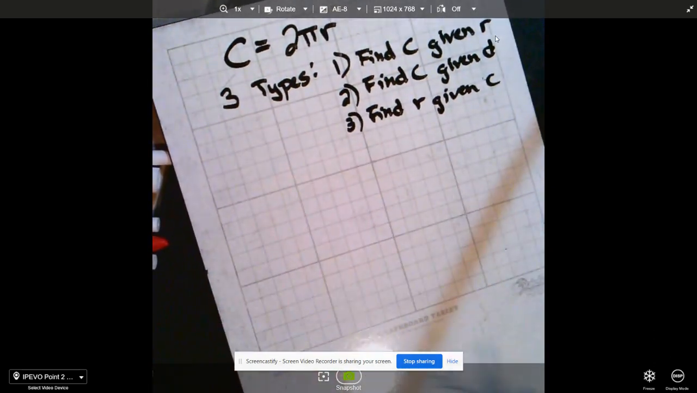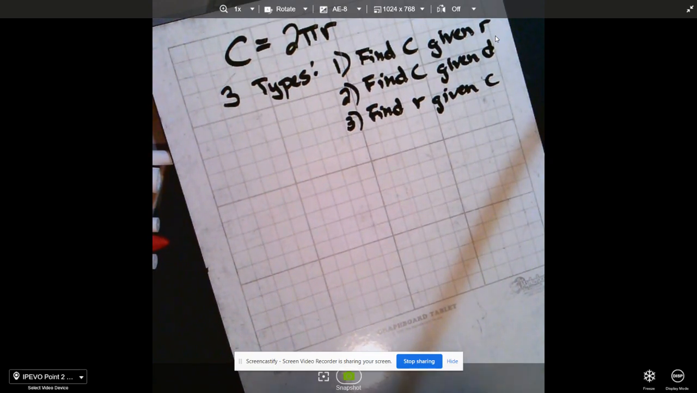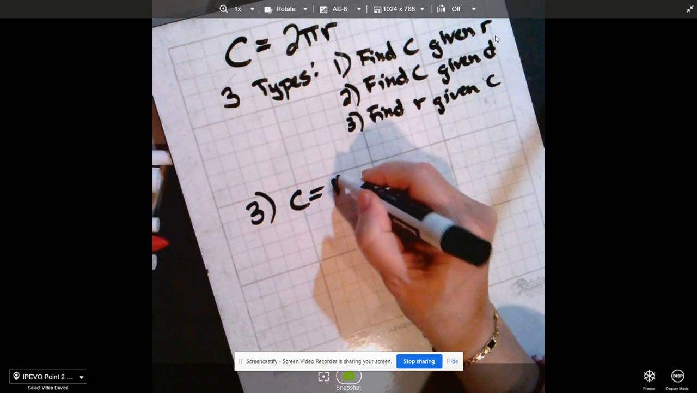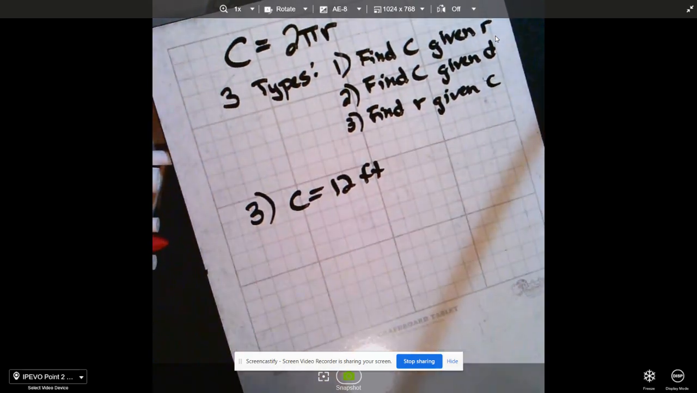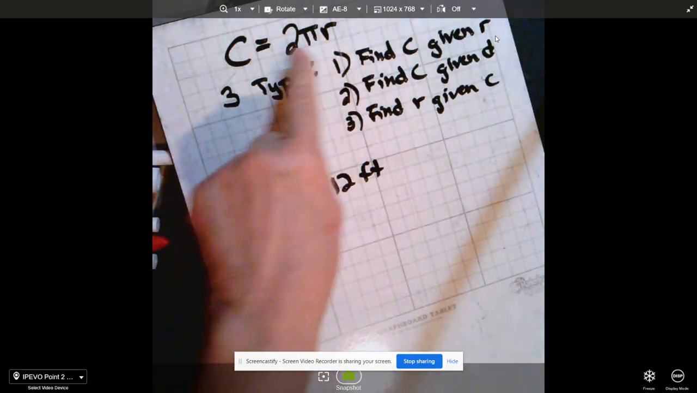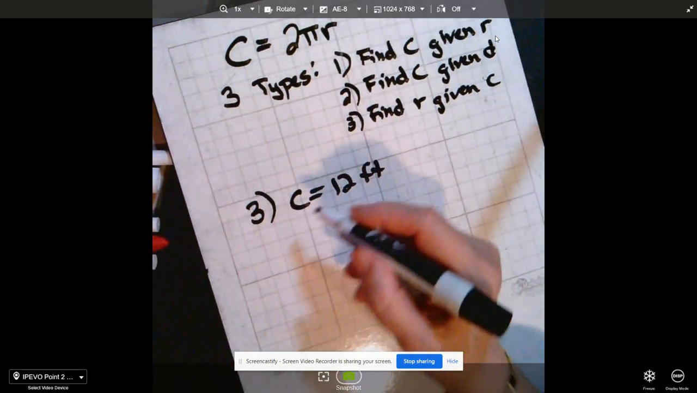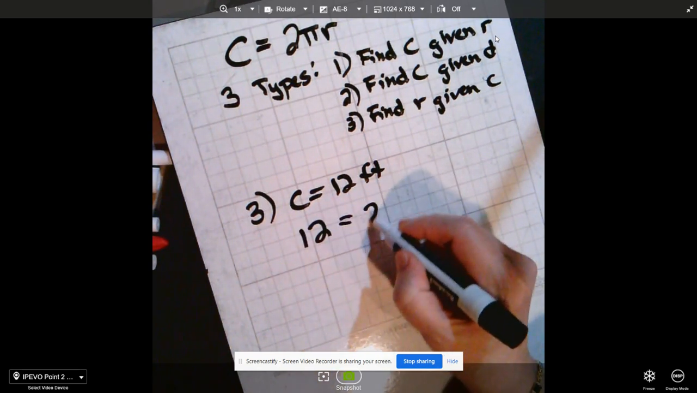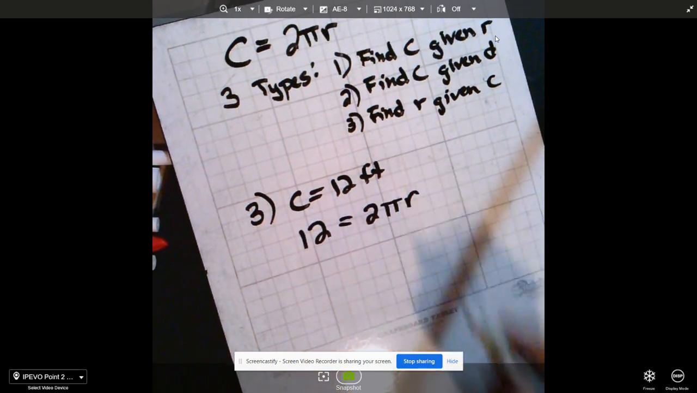And the third type of problem is you're going to find the radius given the circumference. So now I know the circumference is 12 feet. So again, I'm going to use the formula. I'm always using this formula. I'm going to plug 12 in for the circumference. So I have 12 equals 2 pi r.